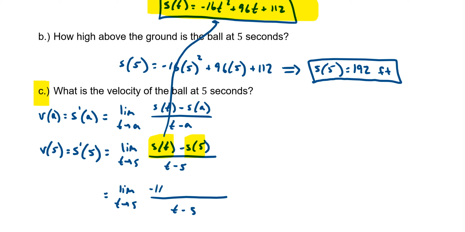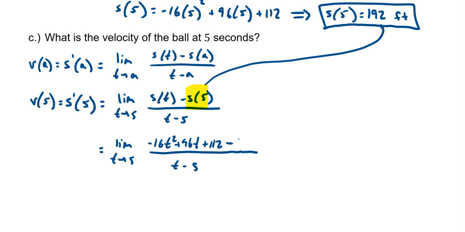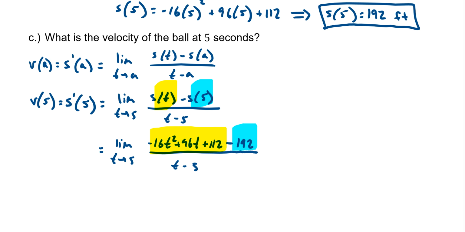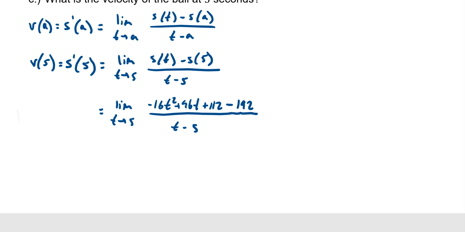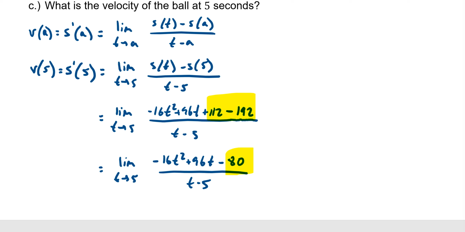Negative 16t squared plus 96t plus 112. Right? So all of that, what I just wrote, was just s of t. And then minus s of 5. We already found s of 5 a second ago. S of 5 was 192. So this just represents s of t minus s of 5. So now we can simplify one more thing. It looks like we can simplify those last two constant numbers in the numerator. 112 minus 192. And we get minus 80 when we combine those.